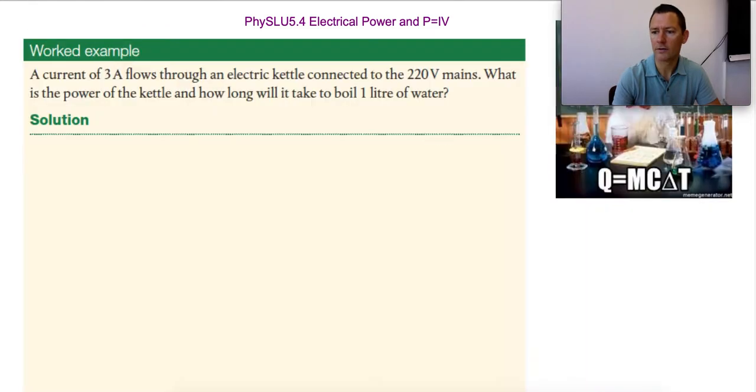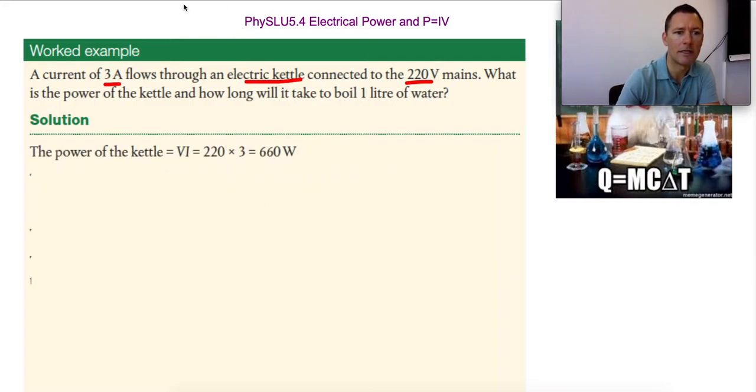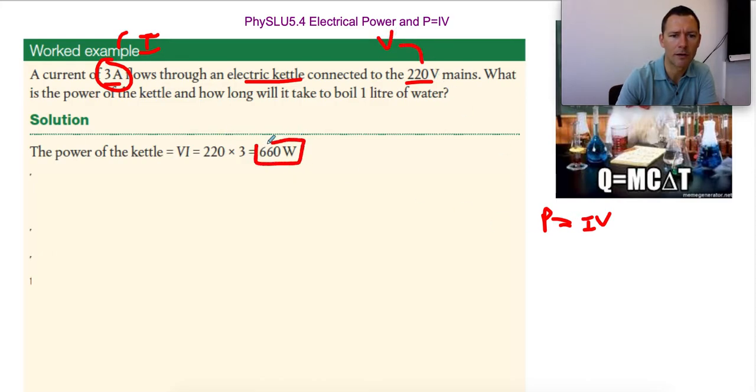All right, two more questions. Current flows through an electric kettle. Here's the voltage and the amps. What's the power? How long does it take to boil? Okay, well, I think that the power of the kettle is P equals IV. We know this is I, the current. This is the voltage. And if you multiply them, you get the power. Great. That's the power. We want to boil 1 liter of water.